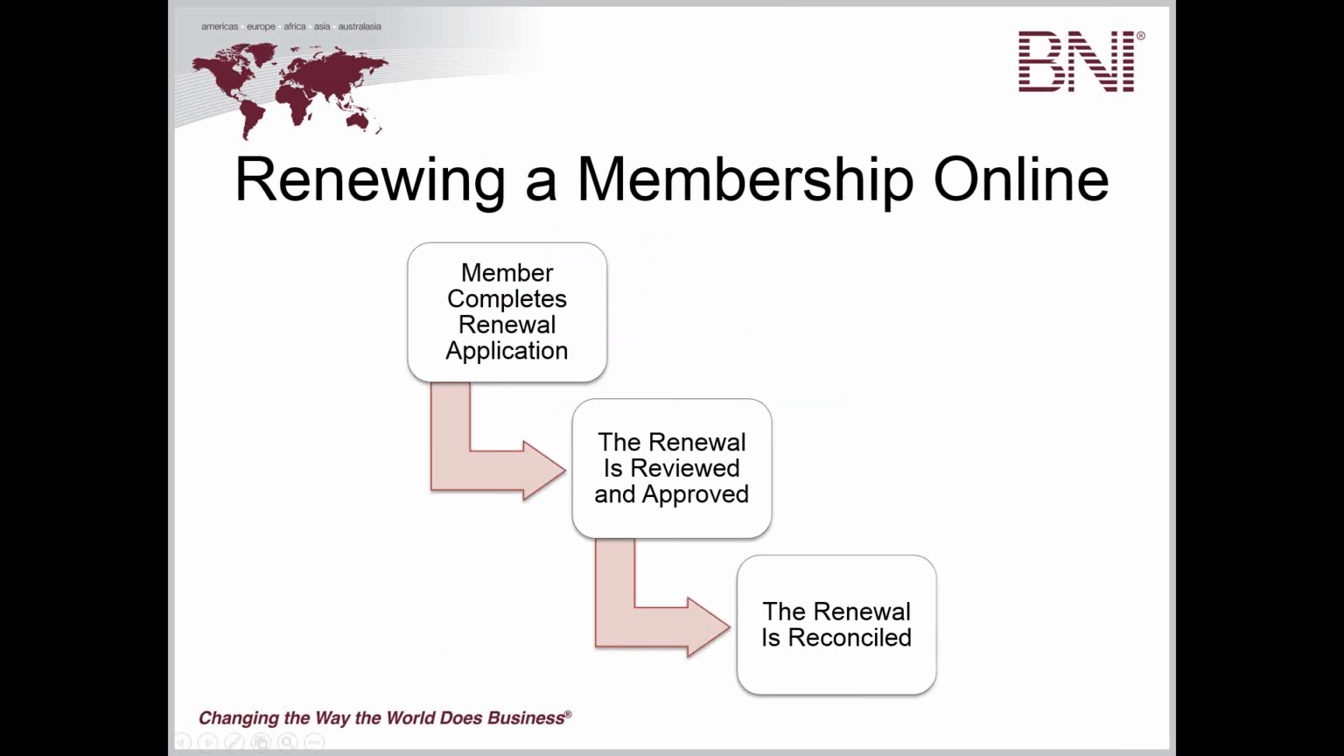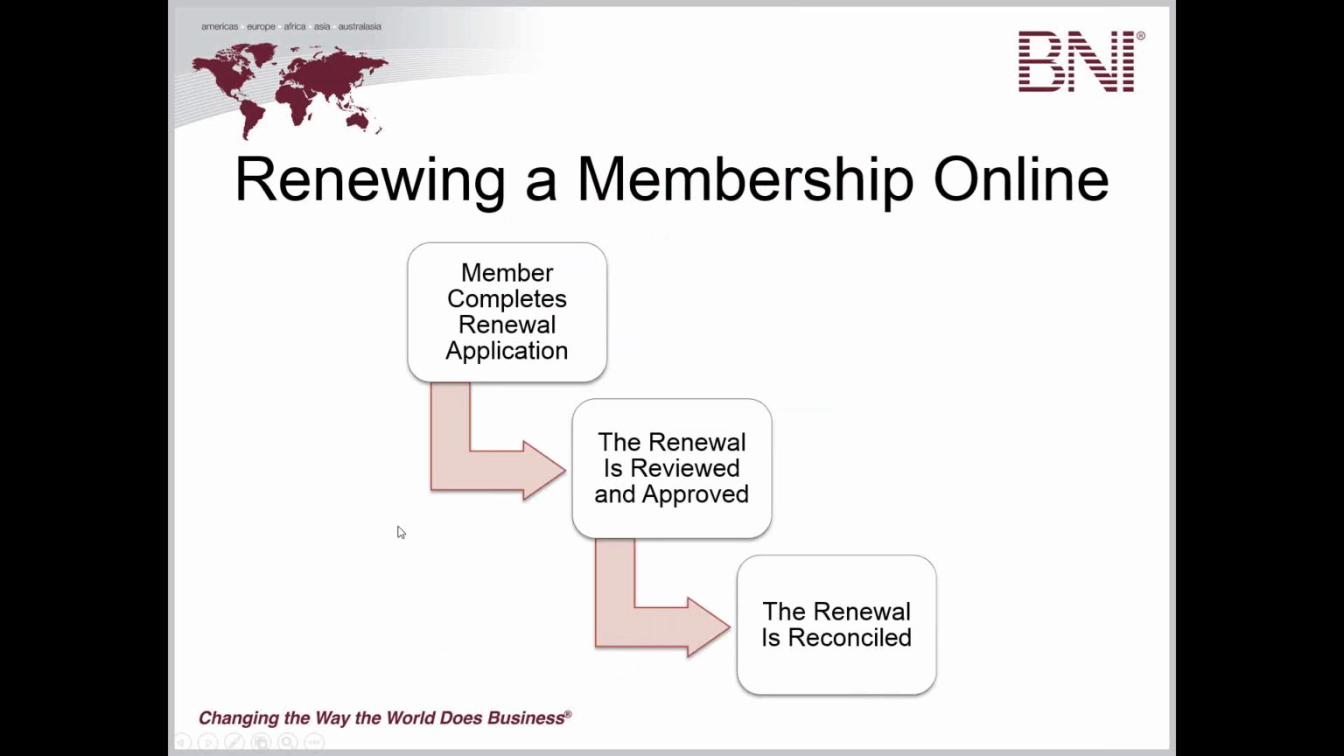All right, so here's a general overview of how the process works. A member completes a renewal application, and there's a number of different ways that they can initiate that process in BNI Connect. Following that, the renewal does need to be approved. So the membership committee and the leadership team can review that application, review the member's participation, and then decide whether or not to approve or decline that application. And then, as always has been in the past, that application is forwarded to the regional office to be reconciled.